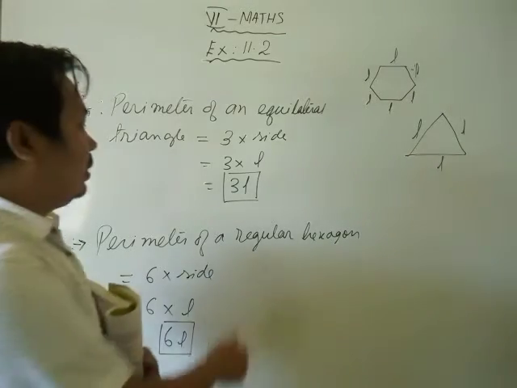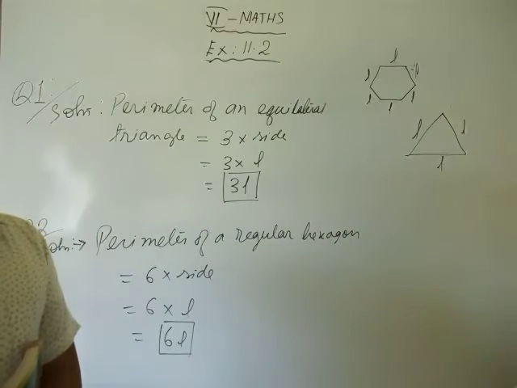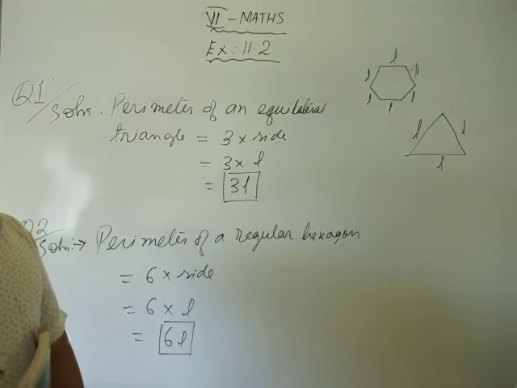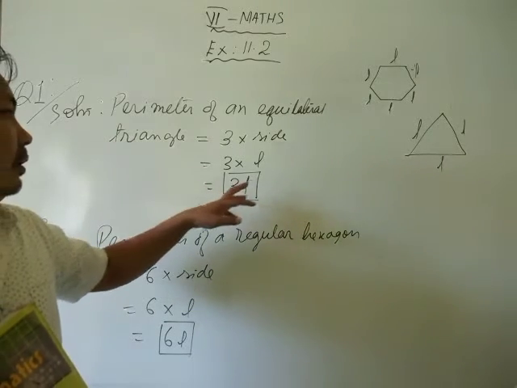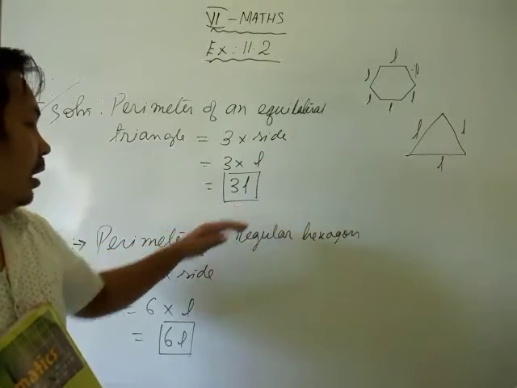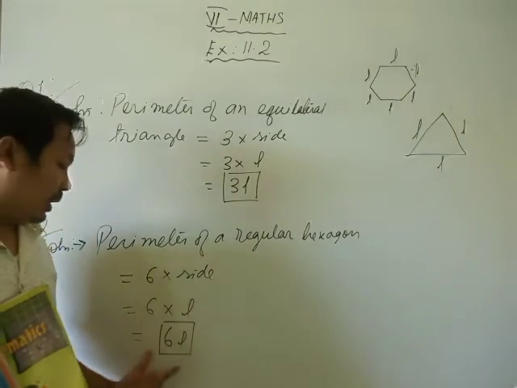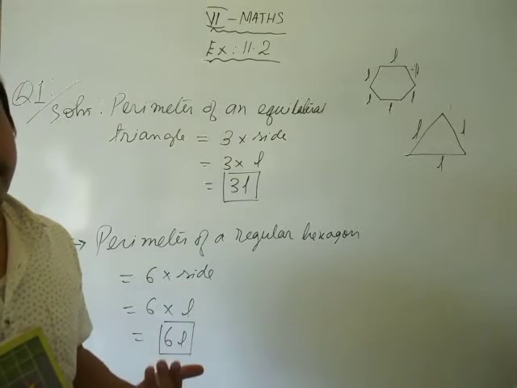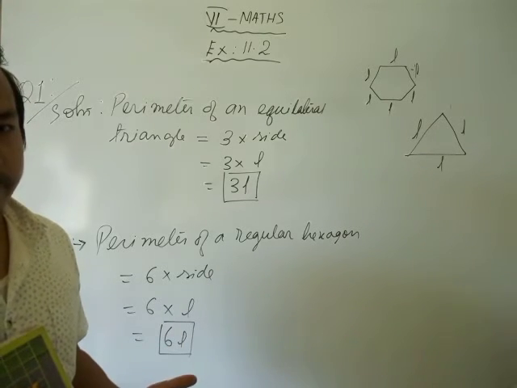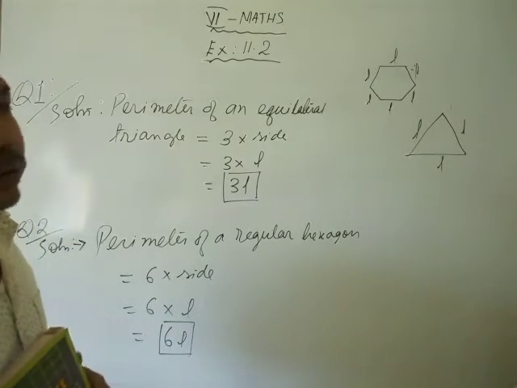Okay. So this is what the algebra is. Means L, we don't know the exact value of L. But here we get one number. It is the perimeter of the equilateral triangle, 3L, or perimeter of the regular hexagon as 6L. So this is called the algebra. So here is the application of the algebra in our geometry. Okay. Now let us go to the next question.